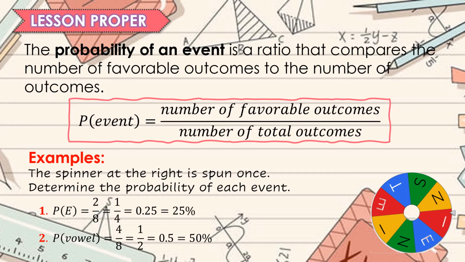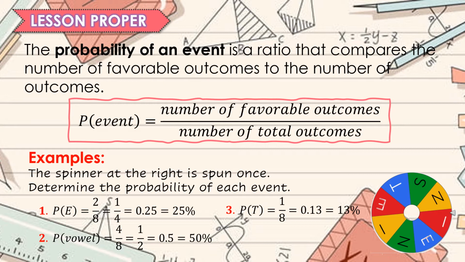This is 2 over 8, because there are 2 E's in the spinner. The simplest form of 2 over 8 is 1/4 or 0.25 or 25%.